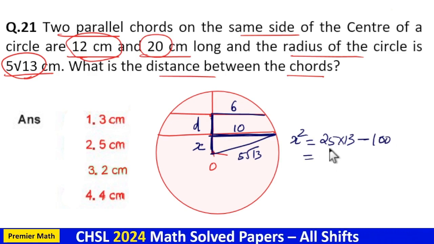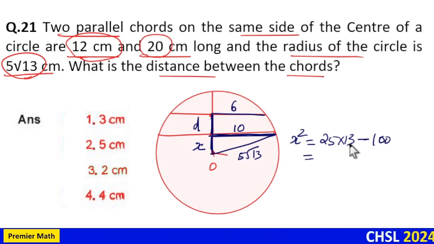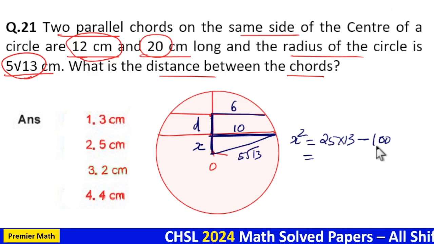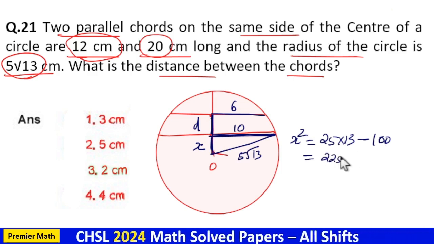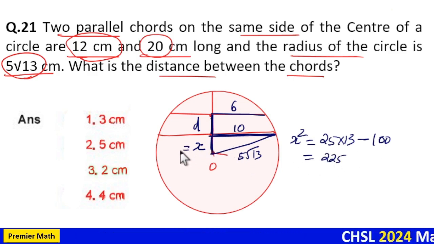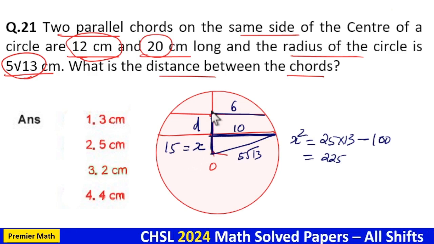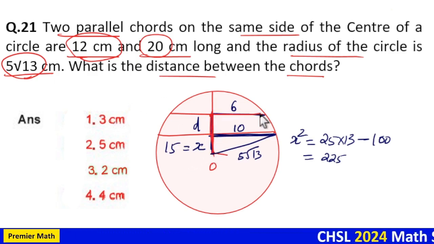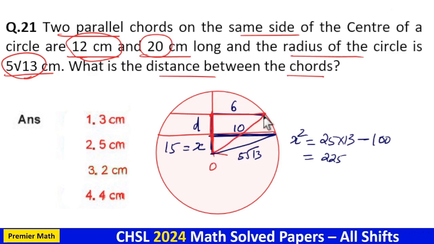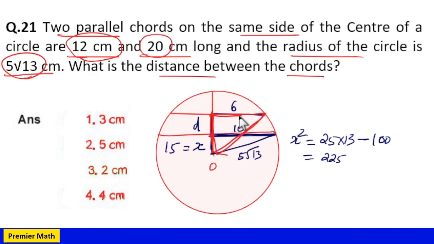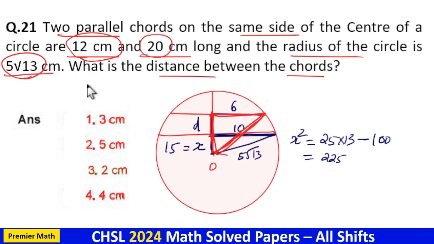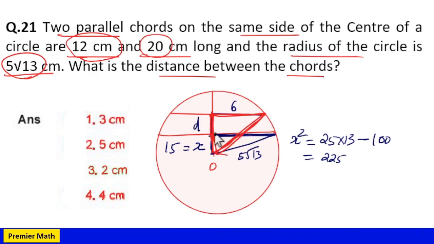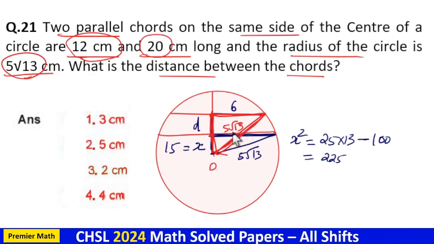So which is equal to 25 into 10, 250, 25 into 3, 75. So 325 minus 100 is equal to 225, means x is equal to 15. If x is equal to 15, from this right angle triangle, this is equal to 5 root 13. This length is the radius, so the radius is 5 root 13.